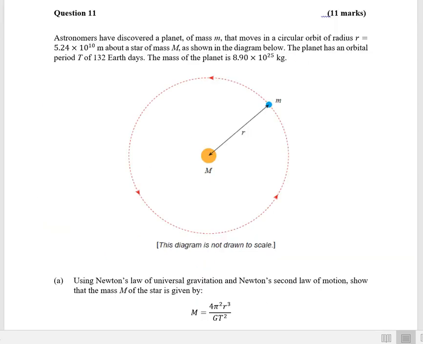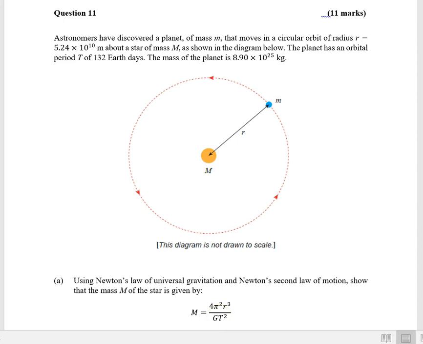This is the final question, question number 11. Astronomers have discovered a planet of mass m that moves in a circular orbit of radius r, 5.24 times 10 to the power of some number meters, about a star of mass capital M, as shown in the diagram. The planet has an orbital period of 132 Earth days. The mass of the planet is 8.90 times 10 to the power of 25 kilograms. Using Newton's law of universal gravitation and Newton's second law of motion, show that the mass of the star is given by the term here.